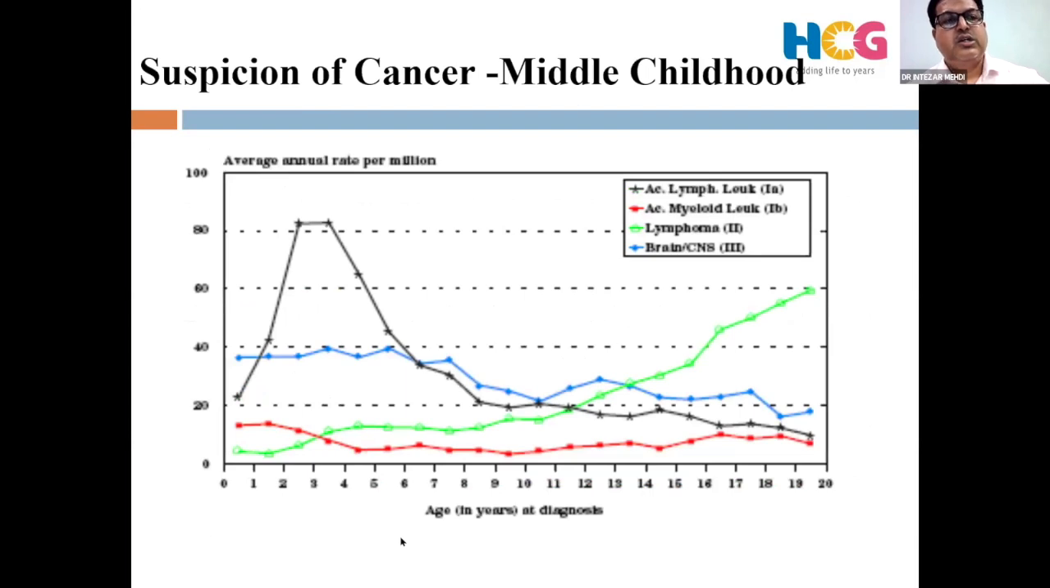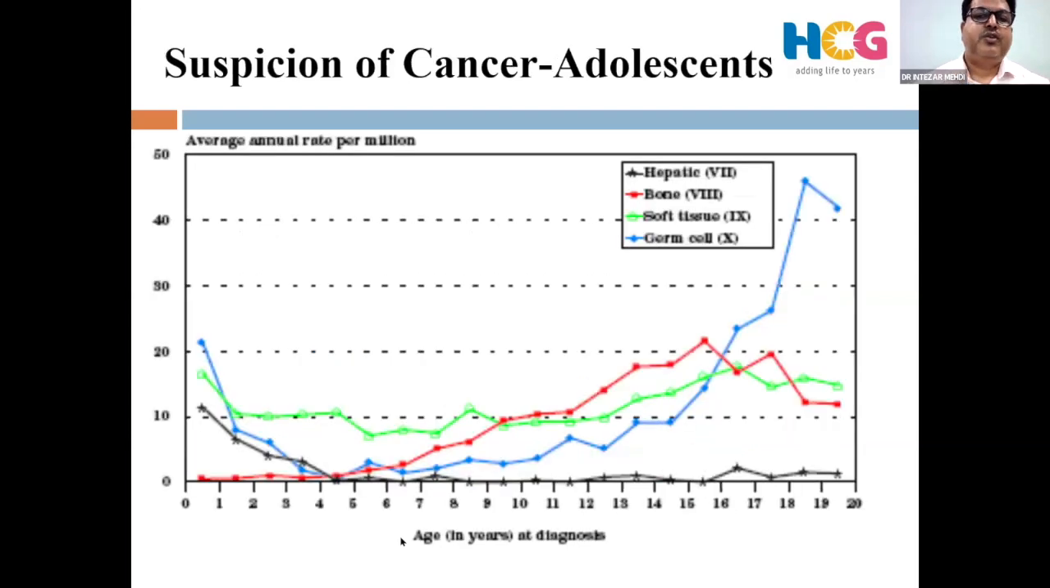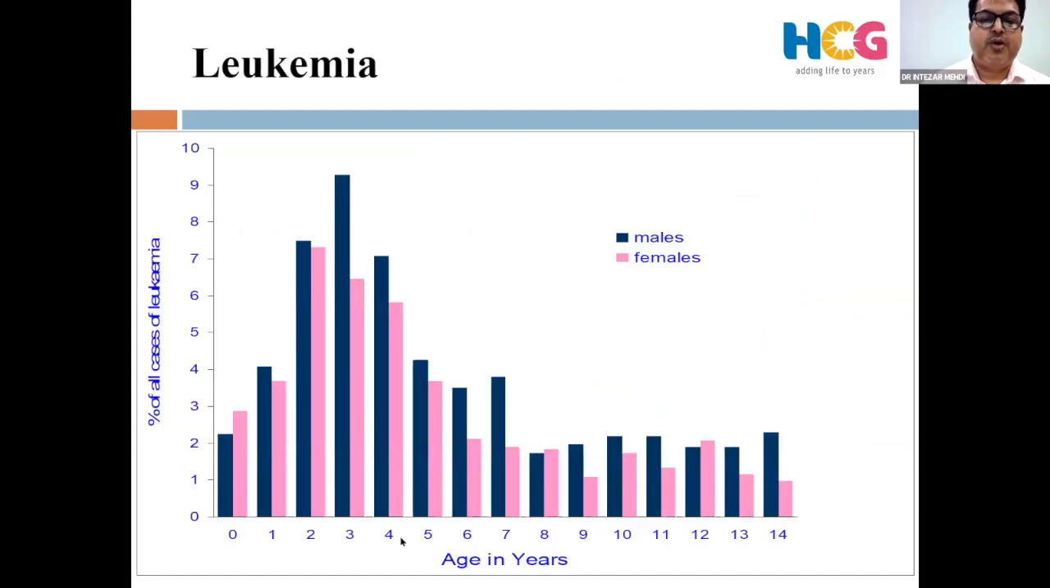In middle childhood, children start going to school, from about 4 or 5 until about 15 years of age. The most important cancer in this age group is blood cancer, or acute lymphoblastic leukemia, followed by acute myeloid leukemia. Then in adolescents there is a big growth spurt, which usually coincides with bone tumors, germ cell tumors, and Hodgkin's lymphoma.